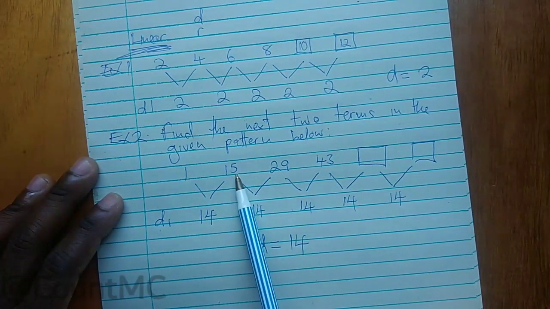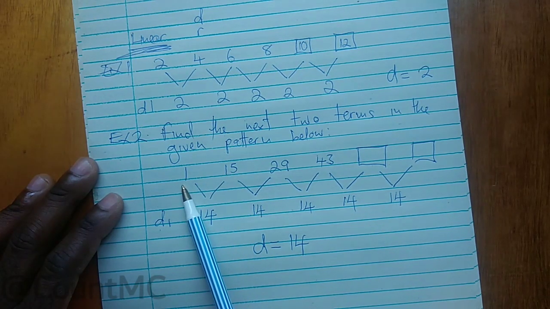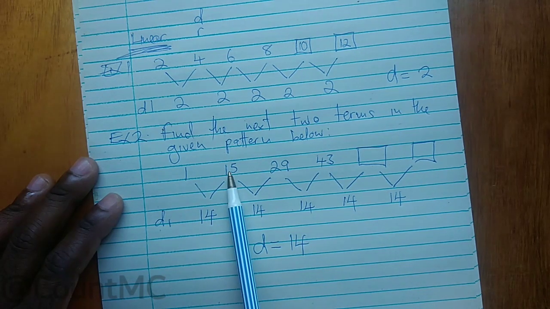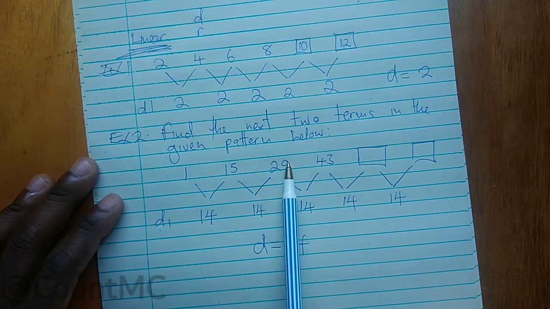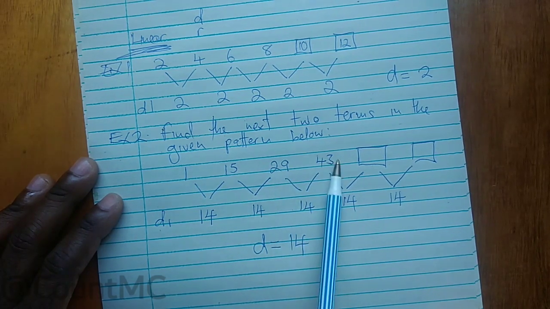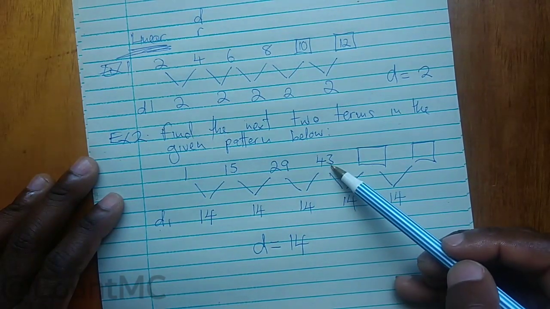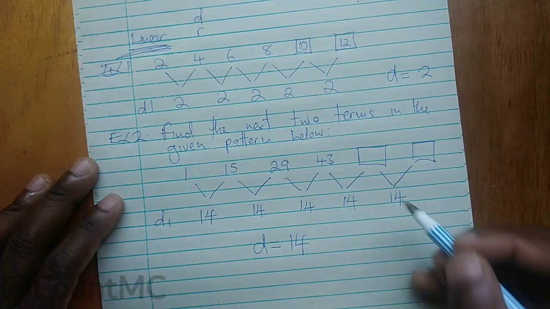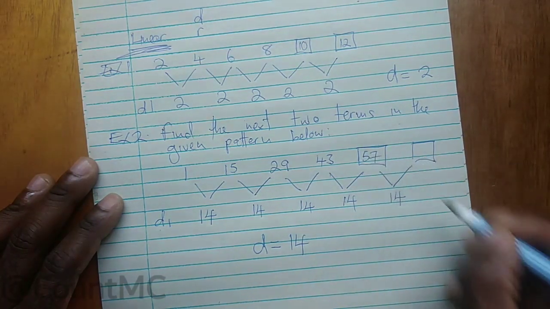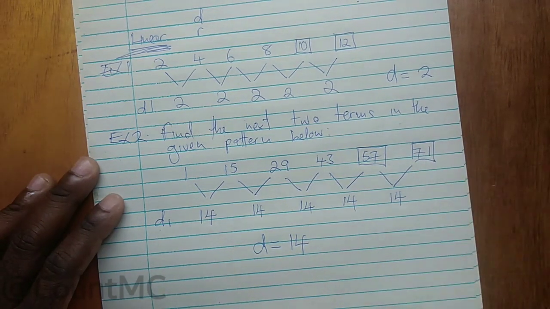1 plus 14, you get a 15. When we're finding the common difference, we're subtracting. Now when you go back this way, you are adding. When you're finding the common difference, you're subtracting. When you go in this direction, you are adding. It's always the opposite. 15 plus 14, you get a 29. 29 plus 14, you get a 43. 43 plus 14, that's a 57. And 57 plus 14, that's a 71.